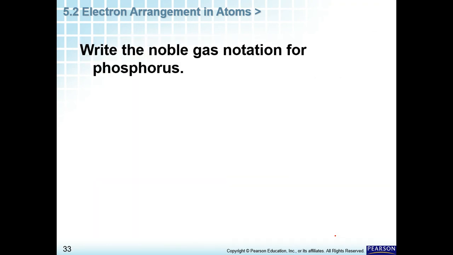Now we're going to do a practice of writing the noble gas notation for phosphorus. Remember, phosphorus is P, and its atomic number is 15, so that means it has 15 electrons that we are working with. We would have to look to see which noble gas is less than 15 and can't go over. Which noble gas is closest to 15 without going over?